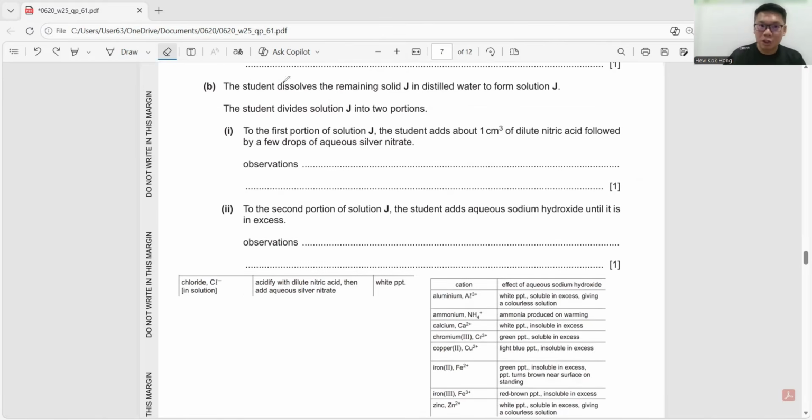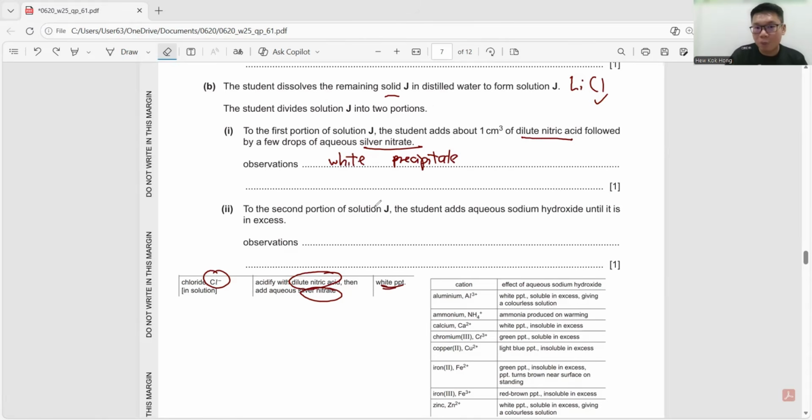For part B, the student dissolved the remaining J in distilled water to form solution J. The student divides J into 2 portions. To the first portion of J, the student adds dilute nitric acid and silver nitrate. Silver nitrate and dilute nitric acid test for the presence of chloride. And we have chloride, so that's why it will show a white precipitate.